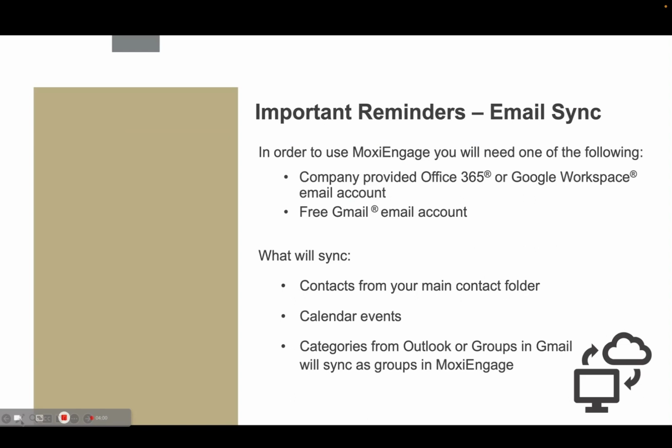In order to use MoxiEngage, you will need a company-provided Office 365 email or Google Workspace or a free Gmail account. Any other email providers will not work with MoxiEngage, such as Yahoo, AOL, etc. If you need information on forwarding email accounts, check with your email provider for those steps. When you log into MoxiEngage for the first time, you may be presented with the option to sync your email. If so, it'll be easy to follow the prompts to complete the process. If you are not presented with the option to sync, this means that a pre-sync has occurred automatically using your company-provided email listed in Dash.